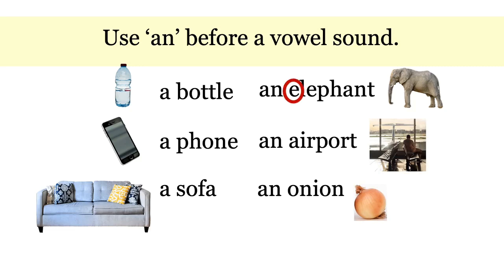Notice the E in elephant. That is a vowel sound, so we need to use an before it. Airport also starts with a vowel, so we use an. And so does onion. We use an with these nouns, but it means the same thing as a. We use it because of those vowel sounds.